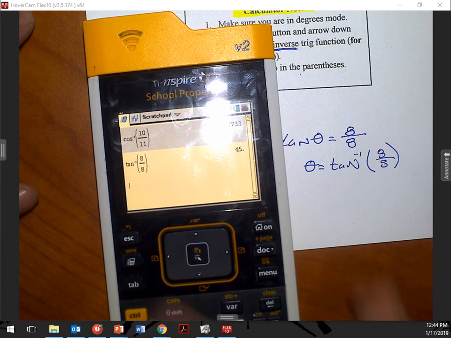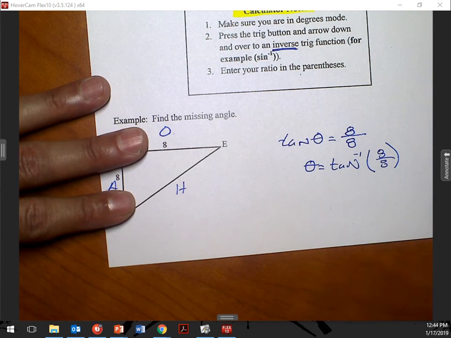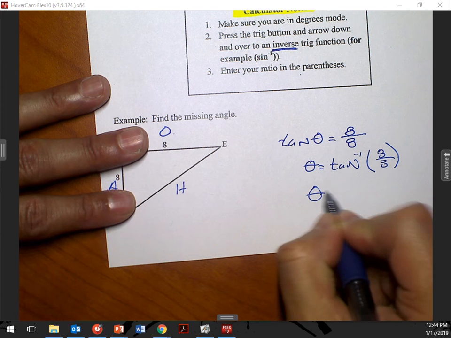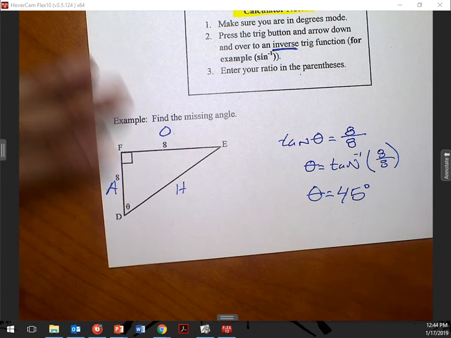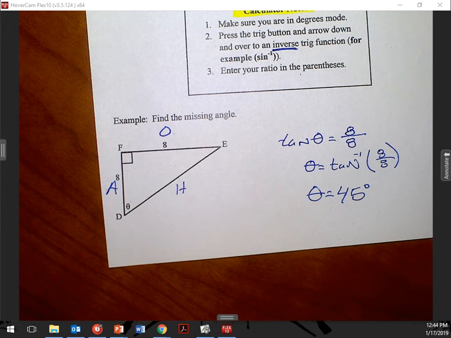Okay, my answer is 45. 45 what? Degrees. 45 degrees. Is this stuff right here pretty easy now? So you have to know what you're looking for, and you have to label what you have.